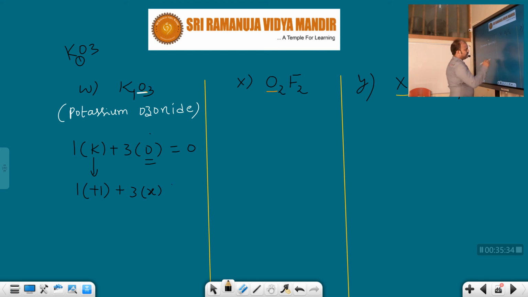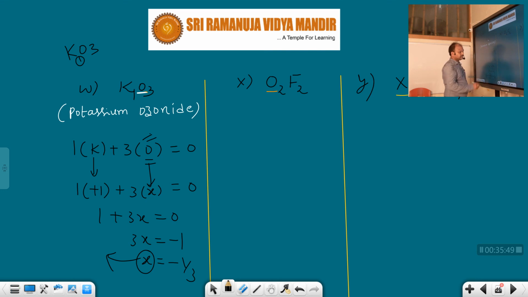Say X, and the total is equal to 0. 1 plus 3X is equal to 0. 3X is equal to minus 1. X is equal to minus 1 by 3. X is nothing but oxygen. So finally we have to write that one: oxidation number of oxygen in KO3 is how much? Minus 1 by 3.